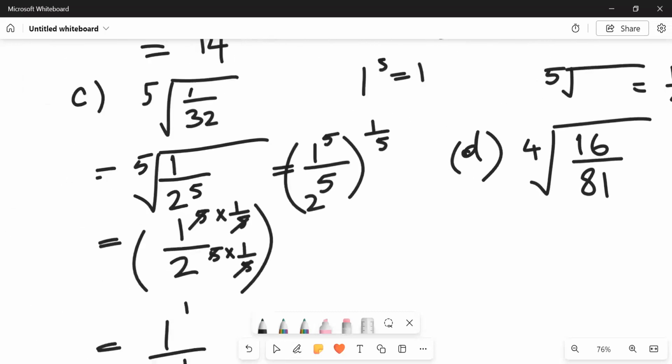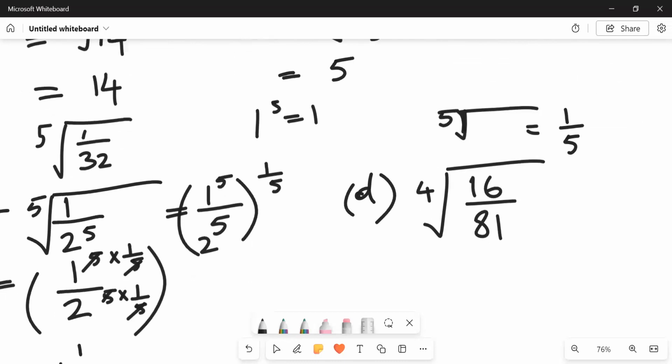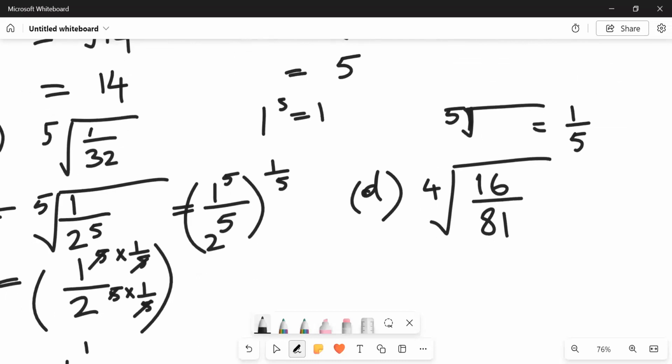Just remember, if we have any root of any number, like the fifth root, the whole number power is 1 over 5. If it is cube root, then it is 1 over 3. With square root, we don't need to write 2 here; we directly write it as a square root. But for cube root, fourth root, fifth root, we always write the power with the root number.